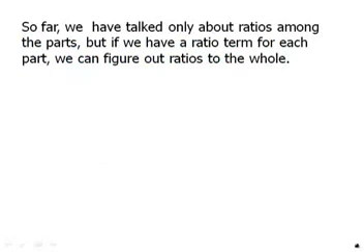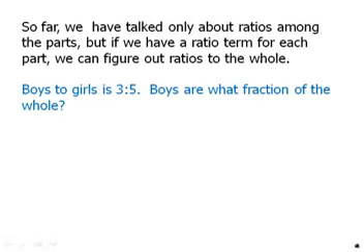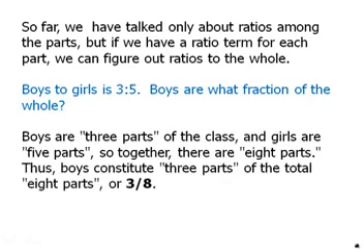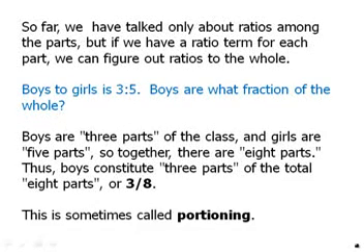So far, we have talked only about ratios among the parts, but if we have a ratio term for each part, we can figure out ratios to the whole. For example, boys to girls is 3 to 5. Boys are what fraction of the whole? Well, one way to think about this is that boys are 3 parts of the class and girls are 5 parts of the class. So together there are 8 parts. Thus, boys constitute 3 parts of the total 8 parts, or 3/8. This is sometimes called portioning.